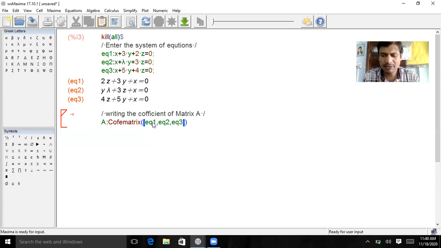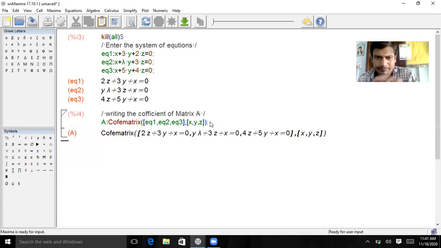Okay, first take the equations. After that, go outside, take comma. Okay, then take the square bracket, then x, y, z. Okay. A colon of coefficient matrix, that is the equation 1, equation 2, equation 3, comma, x, comma, y, comma, z. Okay. Then you put the semicolon. After that, shift enter.